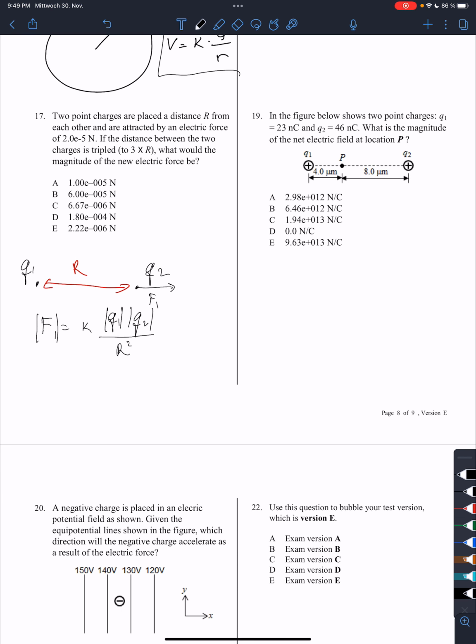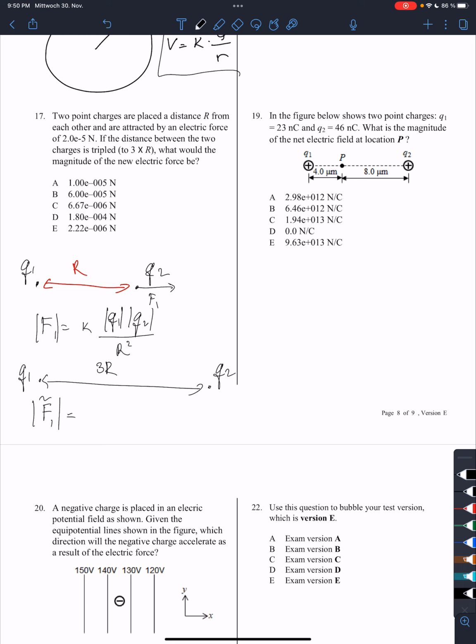Then we said the same charges, the same arrangement, so this Q1 and this Q2, but now their distance is 3 times r apart. We need to find the force for this situation. Let me call this f tilde. This is when I move them 3 times r apart.